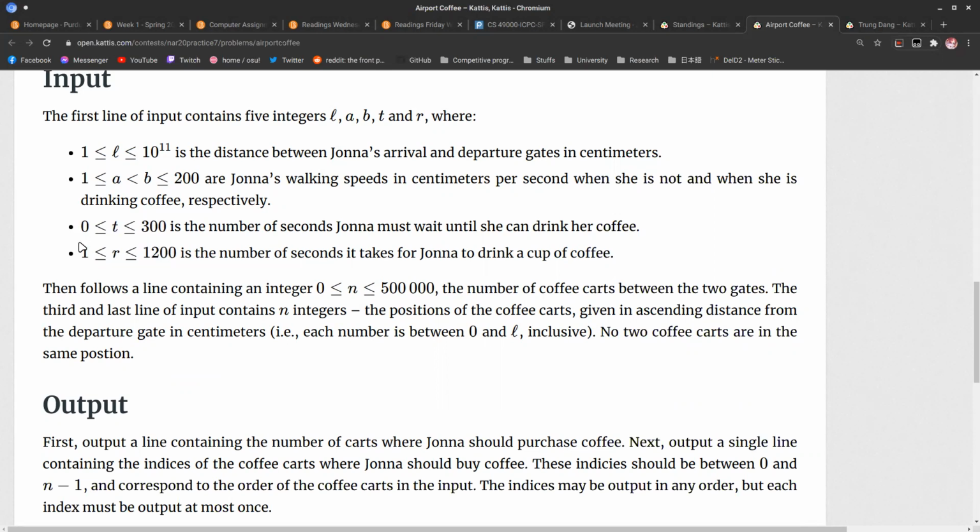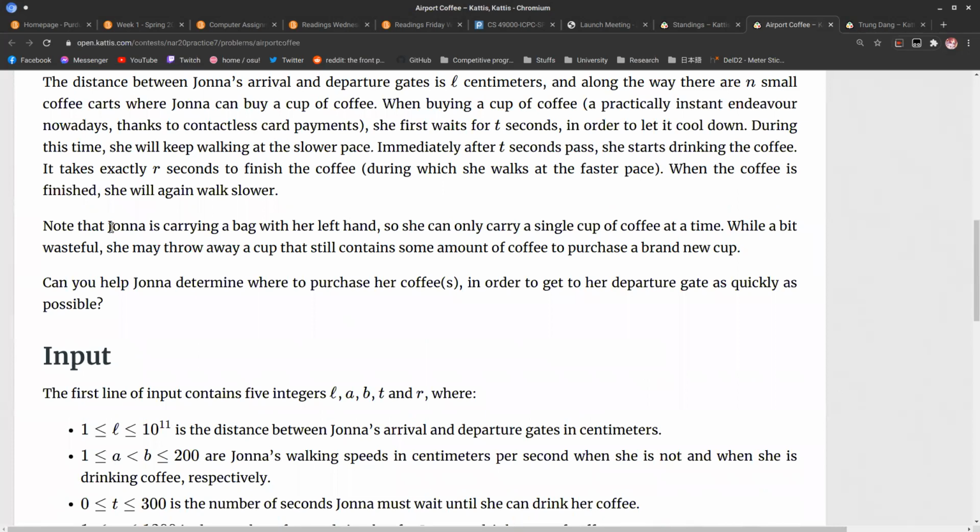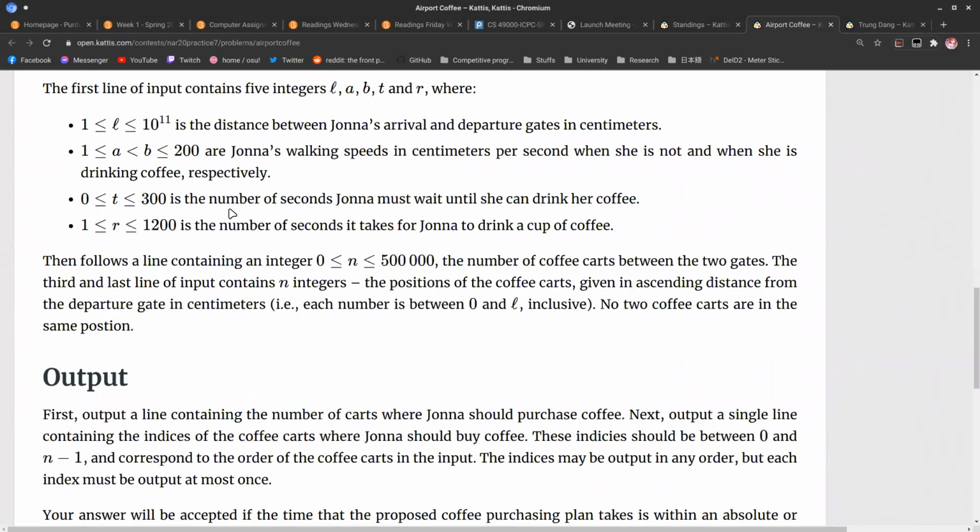You're also given two parameters. The first one is the speed when you are not drinking coffee, and the second one is the speed when you are drinking coffee. And if you're holding a cup of coffee in your hand, maybe you're drinking it, maybe you're waiting for it, but if you find another coffee shop, you can discard that cup and buy a new cup from that shop. But you cannot have multiple cups in your hand at the same time.